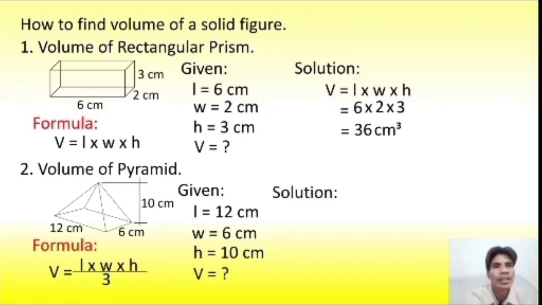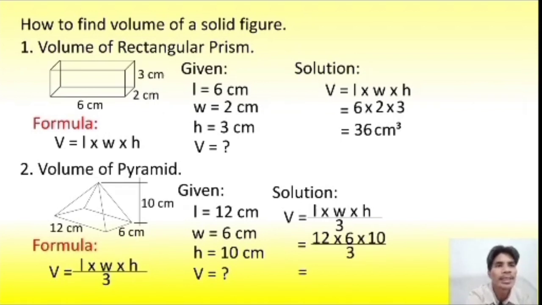Then solution, copy the formula, volume equals length times width times height divided by 3. And equals, the length is 12 times the width na 6, then times the height na 10. Then divide 3. Equals 12 times 6 times 10 is 720.